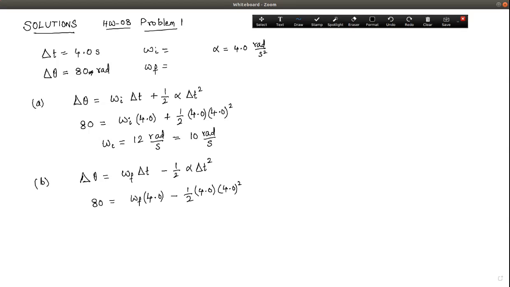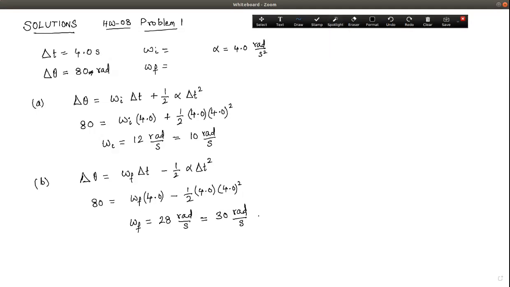And again, this quantity remains the same, 16 into 2, 32, but this time we add to 80 instead of subtracting, so that's 112 divided by 4. So its final velocity would be 28 radians per second. And again, since we want to keep one significant digit, because 80 has only one significant digit, this will be 30 radians per second.